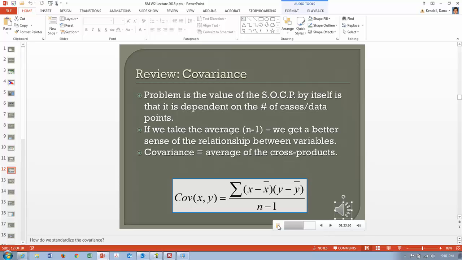So the way that we standardize the covariance and get the correlation is we divide the whole covariance formula by the standard deviation of x times the standard deviation of y. So remember that from last week. Or we can do the sum of squares of x times the sum of squares of y, and then take the square root of those things, and that gives us the standard deviation as well.